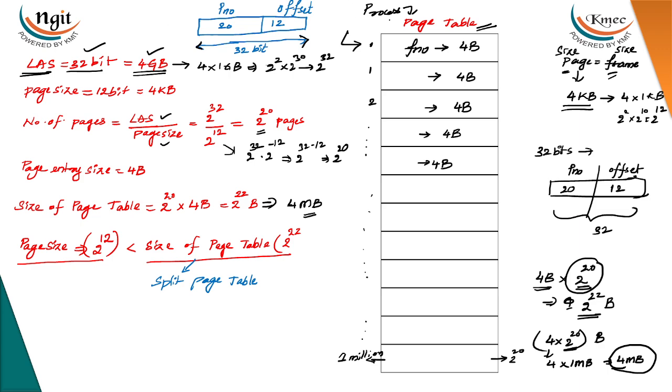Now look at here, there is a problem. Where are the page tables stored? The page tables are stored in main memory. The page tables as well as frame tables are also stored in the main memory.